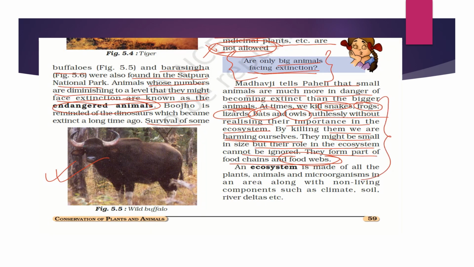So what is an ecosystem? An ecosystem is made of all the plants, animals and microorganisms in an area, along with the non-living components such as climate, soil and river deltas. Okay, so the living along with the non-living substances is called the ecosystem.